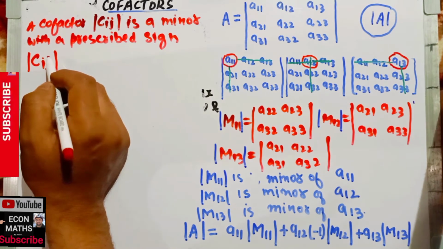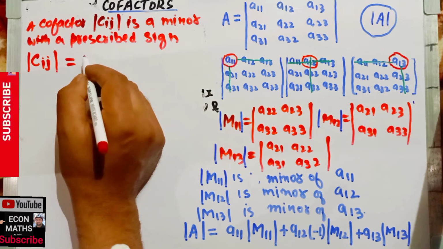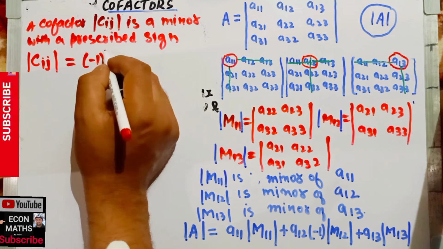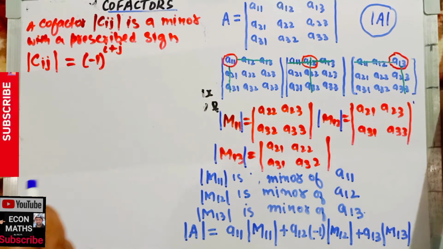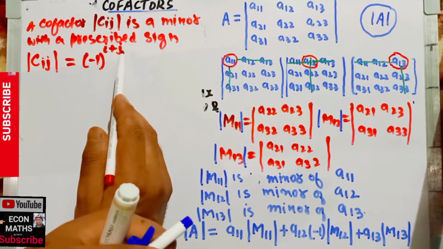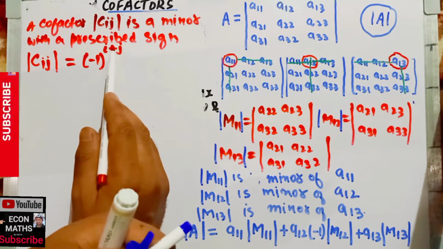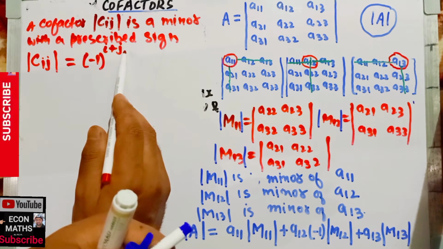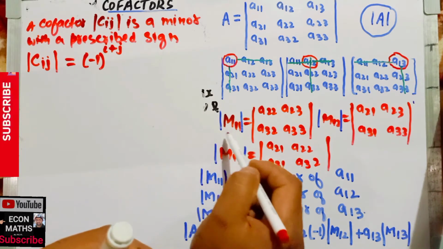The rule for the sign of a cofactor is, if Cij is the cofactor, then the sign of this cofactor is given by -1 raised to the power i plus j. Now i is the ith row and j is the jth column. Thus if i plus j, the sum of the subscripts, is an even number, then Cij will be equal to this minor, that is Mij.